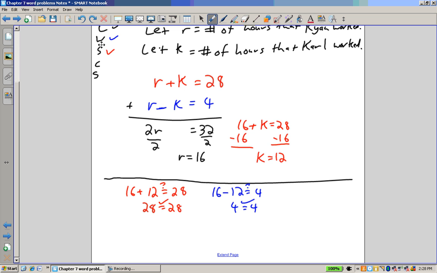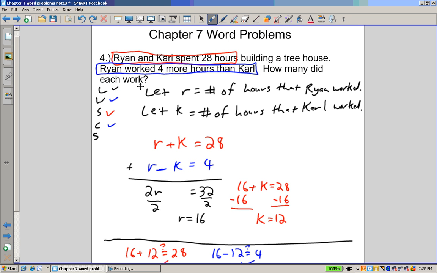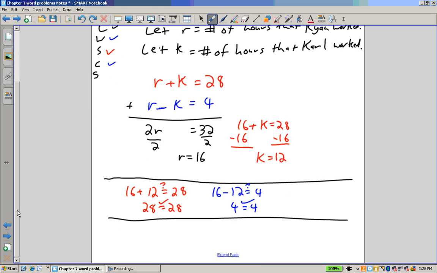So we've let, write, solve, we've checked it, and now we want a sentence. Again, we want this conversational. How many did each work? Okay, how many did each work? Ryan worked 16 hours. And Carl worked 12 hours. Alrighty.